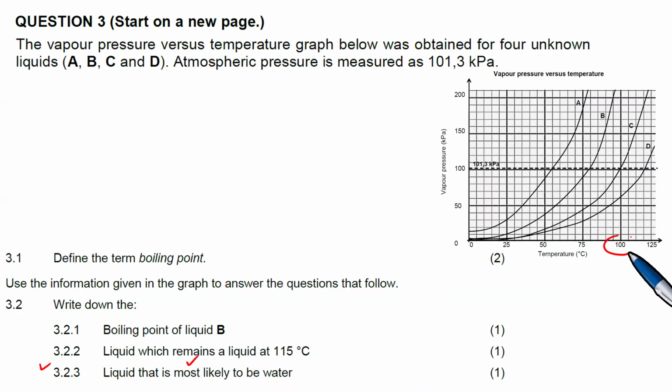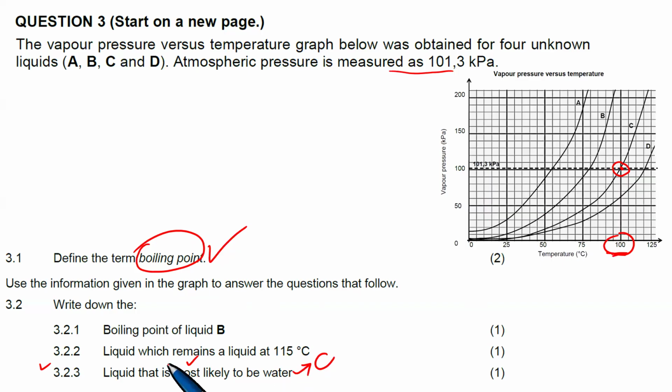Clearly it is this one, such that at atmospheric pressure, so at 100 degrees Celsius, you're able to see that this graph meets the 101.3 kilopascals. And at this point, we know very well that the vapor pressure equals the atmospheric pressure, and at the point that the vapor pressure equals the atmospheric pressure, you have what we call the boiling point, and it is certainly C.